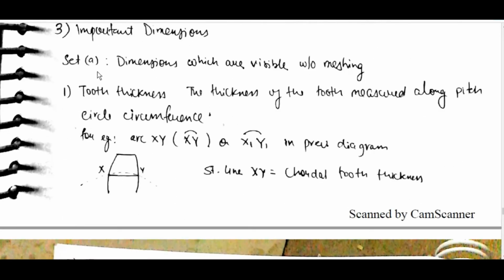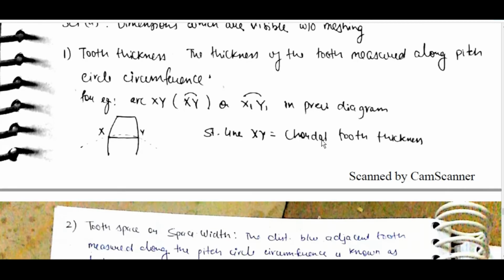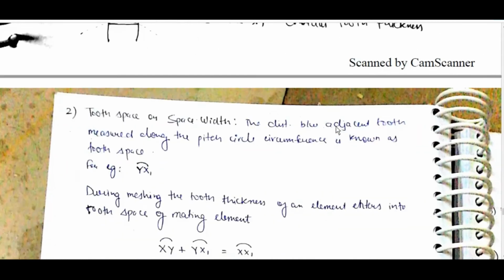Important dimensions. Set A, dimensions which are visible without meshing. Tooth thickness is the thickness of tooth measured along pitch circle circumference. For example, arc xy is shown in the diagram. Straight line xy is equal to chordal tooth thickness.